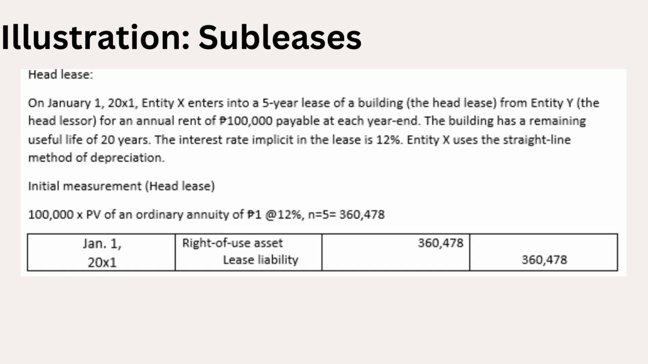Illustration. On January 1, 20X1, Entity X enters into a 5-year lease of a building from Entity Y for an annual rent of 100,000 payable at each year end. The building has a remaining useful life of 20 years. The interest rate implicit in the lease is 12%. Entity X uses the straight line method of depreciation.